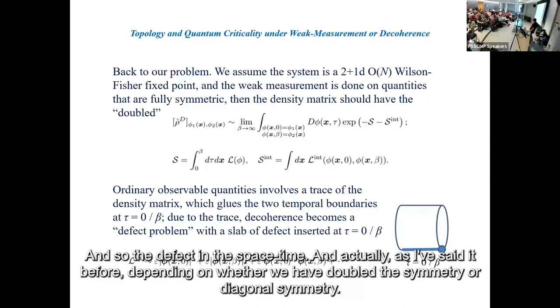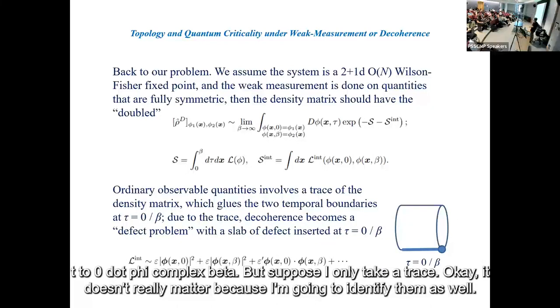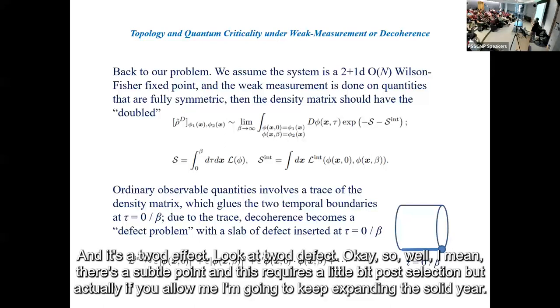As I said before, depending on whether we have double symmetry or diagonal symmetry, the form of the interacting term can be different. For example, if I have a double symmetry, I can have a phi squared at tau equals zero and a phi squared at tau equals beta. And if I have a diagonal symmetry, then I can have phi at tau equals zero dotted with phi at tau equals beta. But if I only take a trace, it does not really matter because I'm going to identify them as well. However, there will be an extra epsilon term as a defect, and this is a 2D defect.